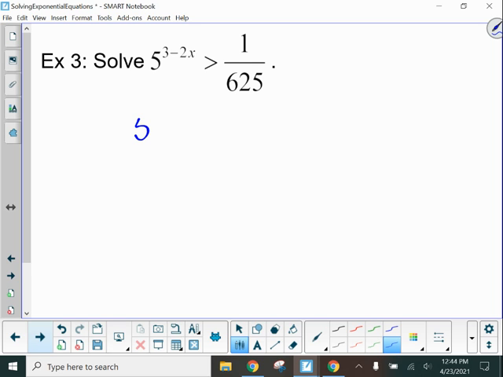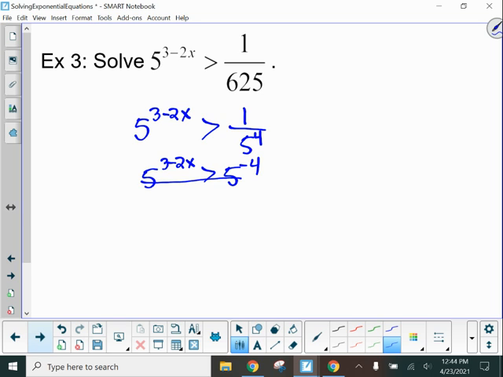Now the fraction is a little bit different. Let's see, 3 minus 2x. 625 is the same thing as 5 to the 4th power. Well, I need to have my base on the same level as everything else. So that's actually going to be a 5 to the negative 4 power. In order to flip that fraction, we need to put the negative with the exponent.